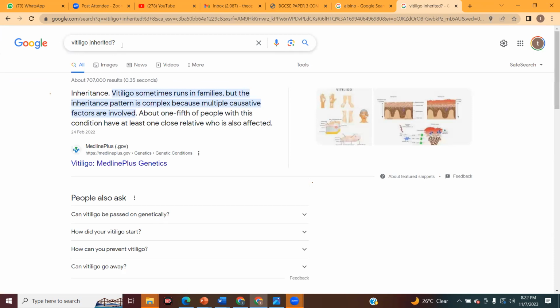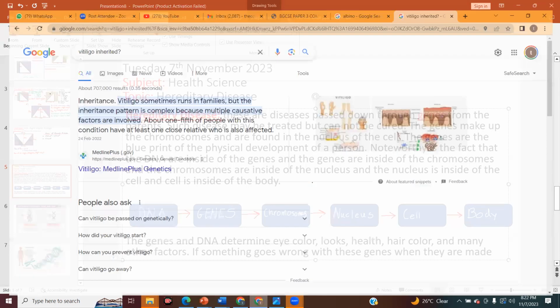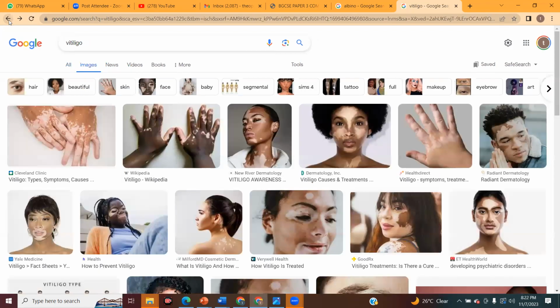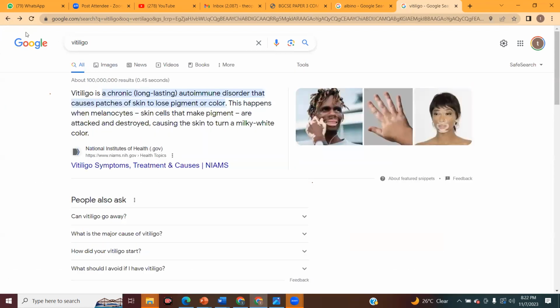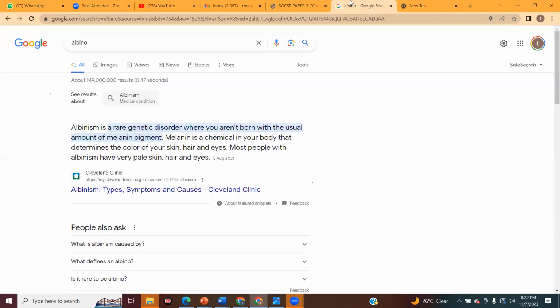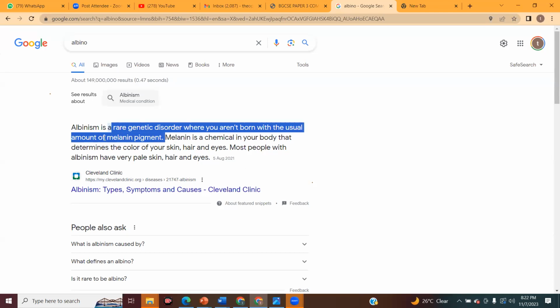Yeah, sometimes it does run in the family. But albino, like we said before, is when you lack melanin. Albino is when you aren't born with enough melanin pigment. And melanin determines your color: your skin, hair, and eyes.